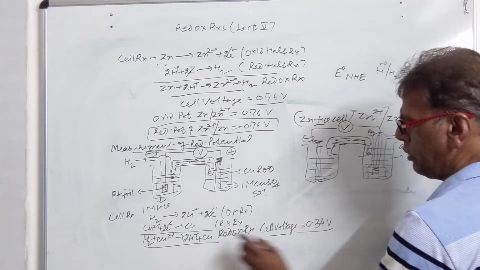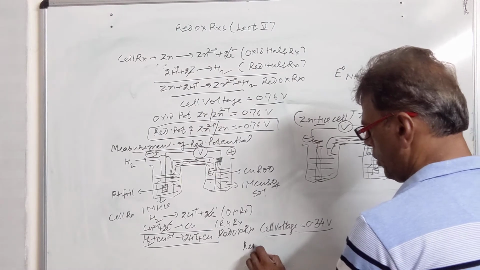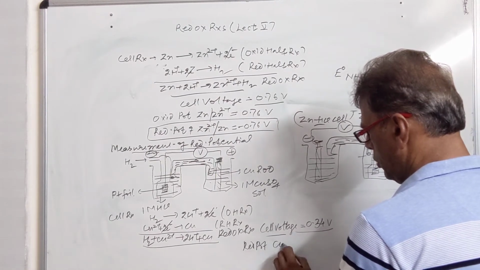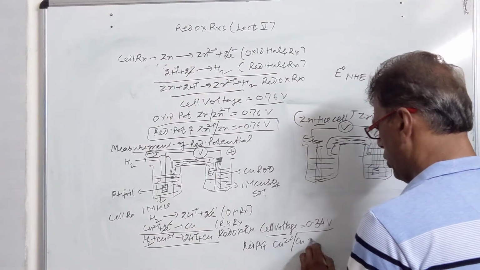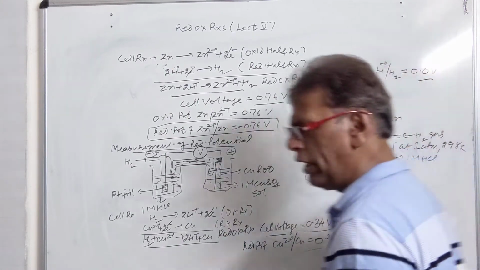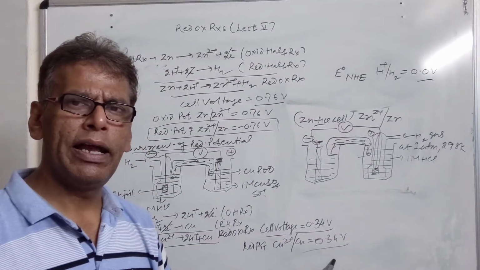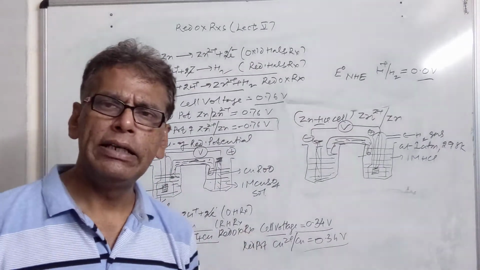This is the reduction potential of copper since it is taking the electrons. So the reduction potential of Cu2+/Cu is 0.34 volt positive. No need of changing the sign of this electrode since it is accepting electrons from the NHE.